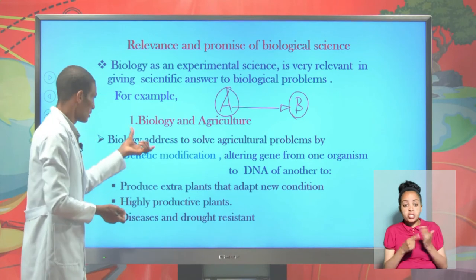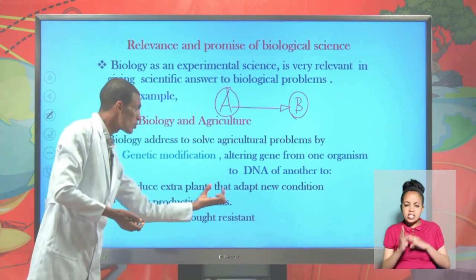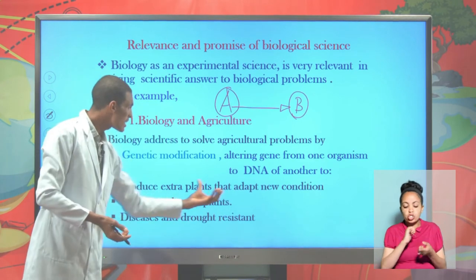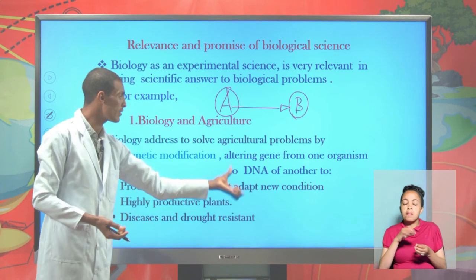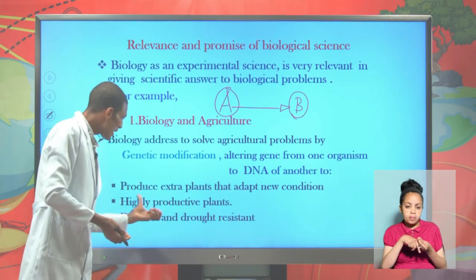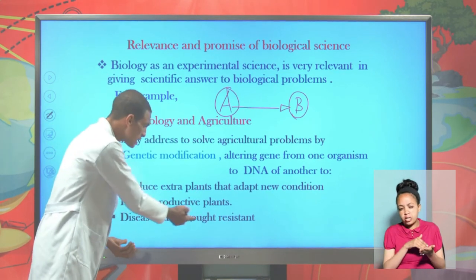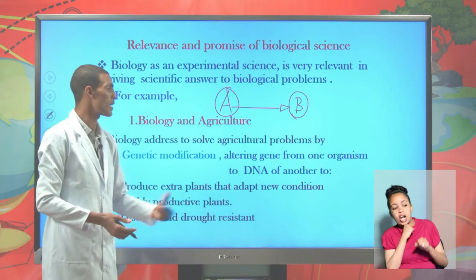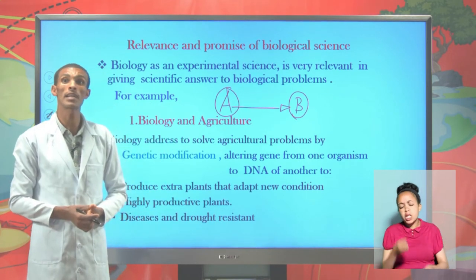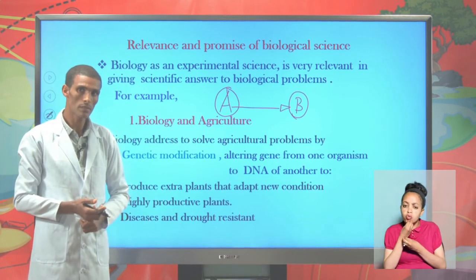So here, biology in the agricultural system produces extra plants that can adapt to a new, changing environment. Plants that do not lose their productivity with changed conditions, and again, highly productive ones, and disease- and drought-resistant plants. So biology contributes a lot to agriculture to ensure food security of the country. Well done.